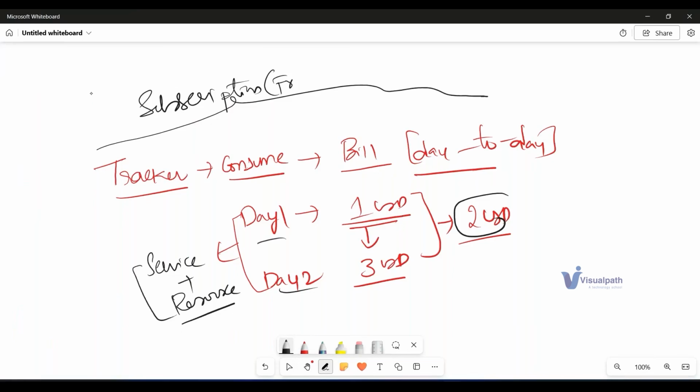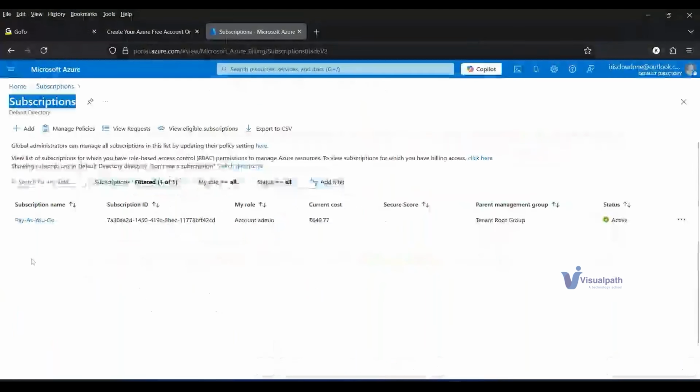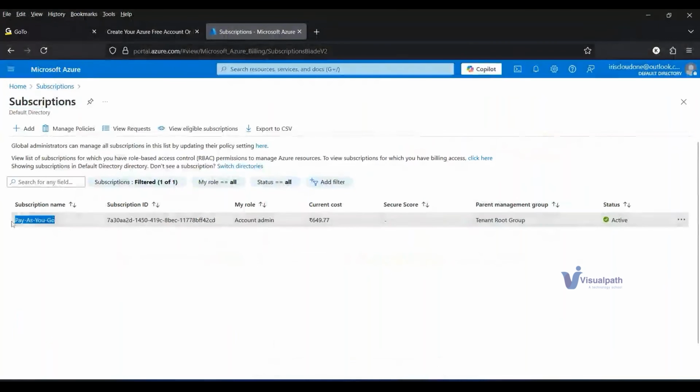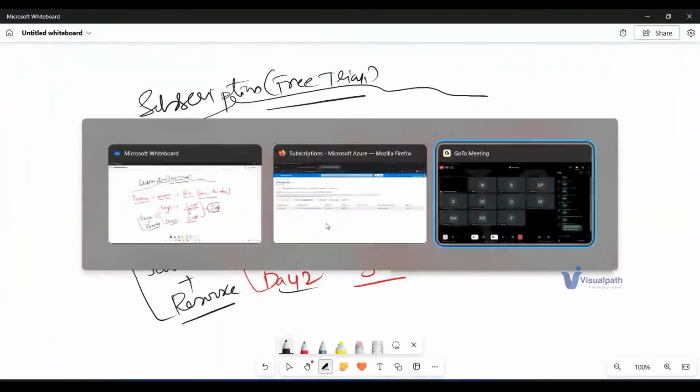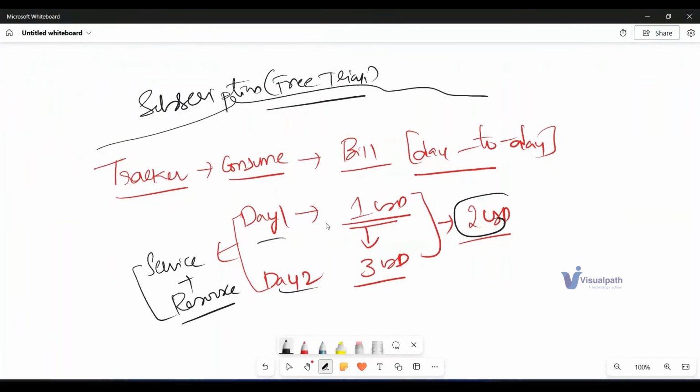And currently, participants, you will see the subscription as free trial. Now, Prashant, if you have joined, you will see it under your subscription. For me, it is pay as you go, where I get to see a subscription ID and the bill that I have been generating. So now you should be having a subscription here.